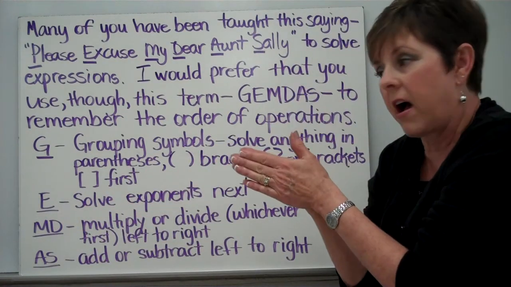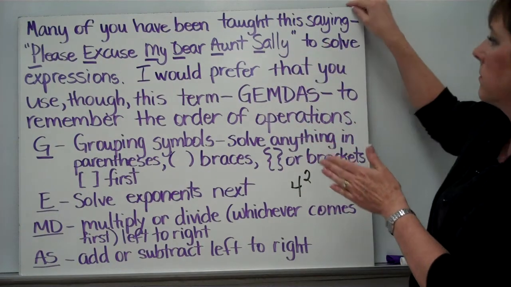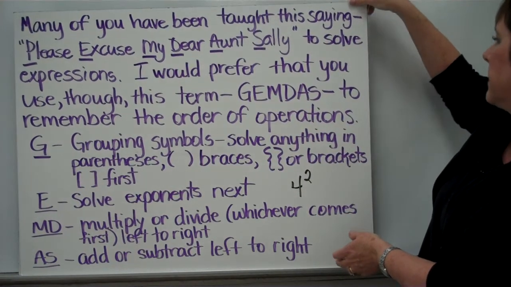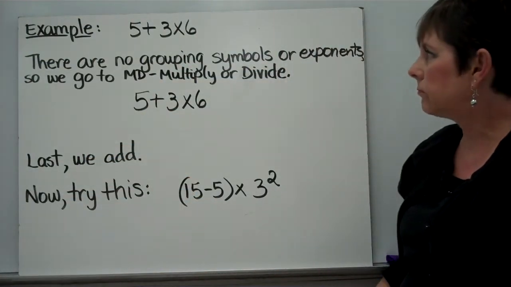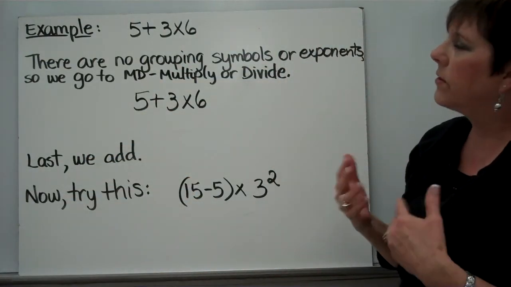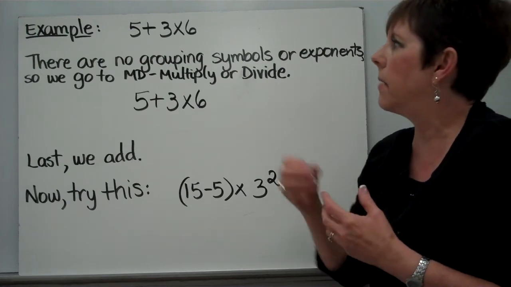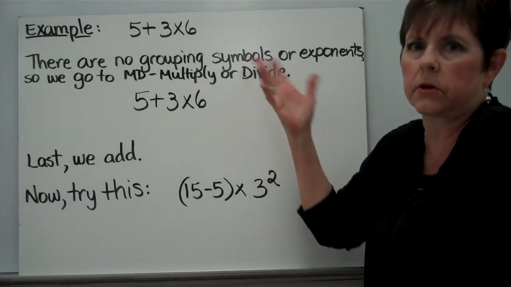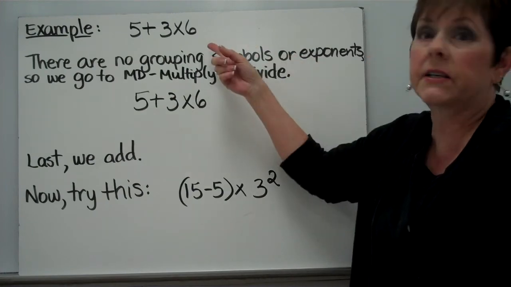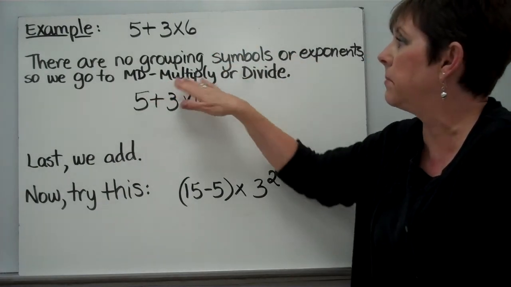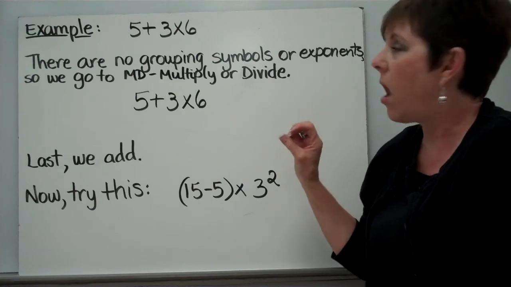You either multiply and divide or add or subtract. Let's do some examples where we use this. Here's an example. Well, we know that there's GEMDAS, okay? There are no grouping symbols. There's no brackets, there's no braces, there's no parentheses, there's not any exponents. So we'll skip straight to the MD, multiply or divide.